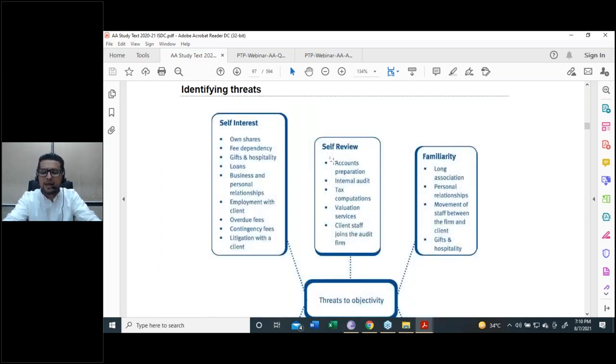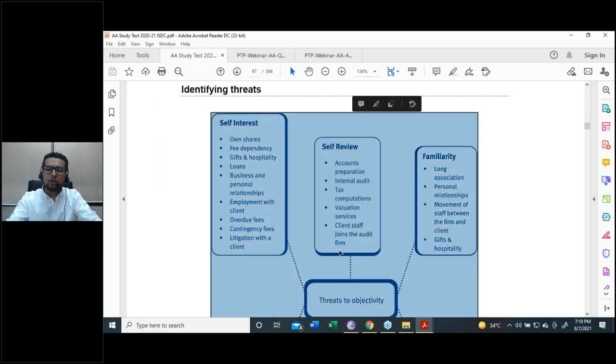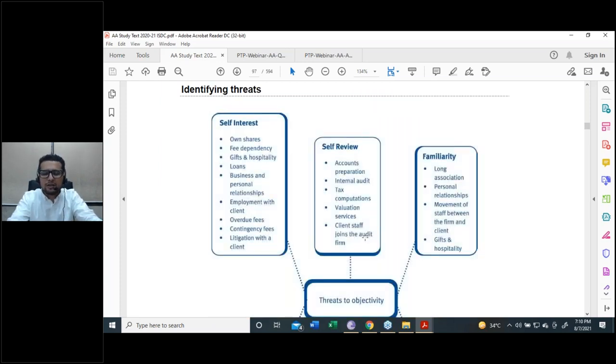Then the second S stands for self-review. You cannot prepare the financial statements for the client and then audit them, because you're not going to identify the mistakes, because nobody wants to criticize their own work. Secondly, there is a possibility that you might not be able to identify misstatements in your own work because you're not that good at it.